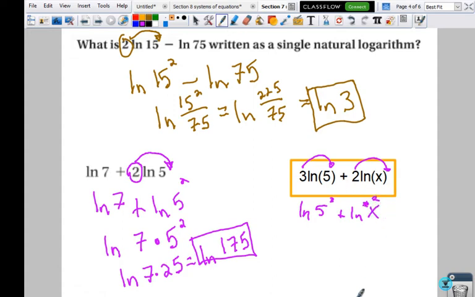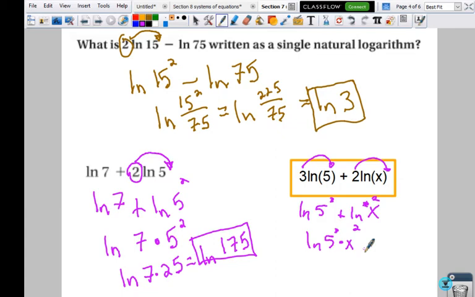And then the plus changed this into, not division, that was the minus. It turns into a times. So when I rewrite these together, I'm going to have natural log of 5 to the 3rd times x squared.